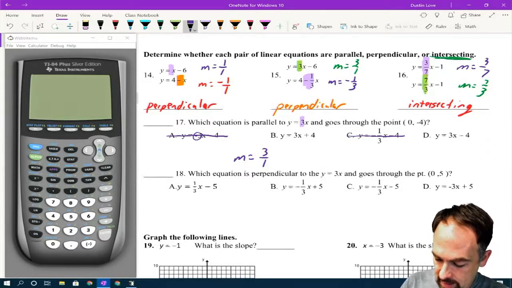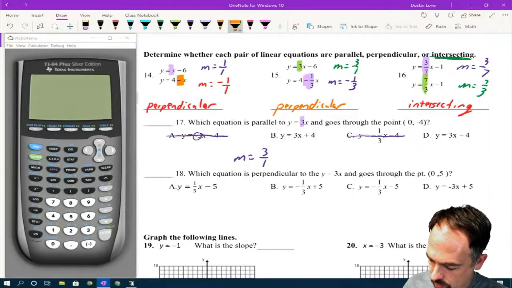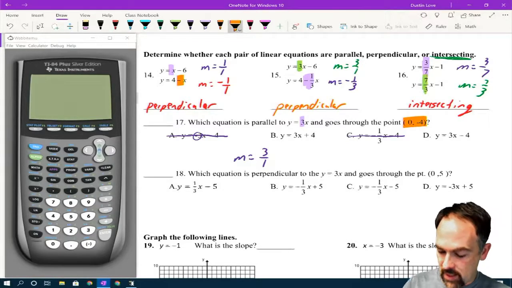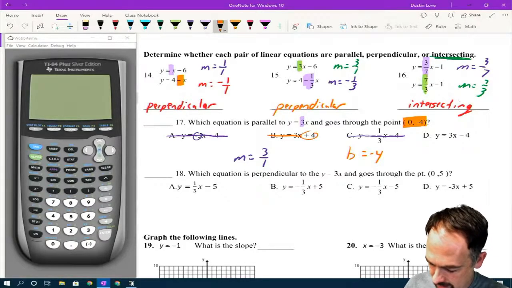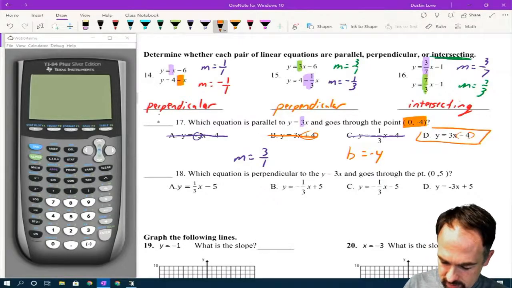And then here I've got another slope of 3. Okay, that's good. Now, I wanted to go through the point 0, negative 4. Now, that's a y-intercept, so that means that my b value is negative 4. Well, here my b is positive 4, so that can't be it. Here my b value is negative 4. Looks like my answer is D.